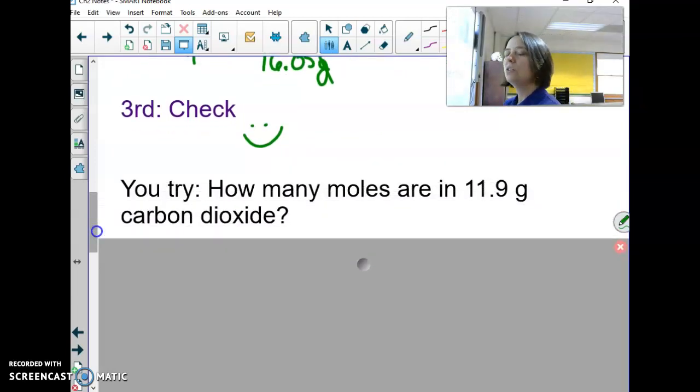So I would like you to try doing this on your own. How many moles are in 11.9 grams of carbon dioxide? So please set that up and get an answer, and then we will go over that in class.